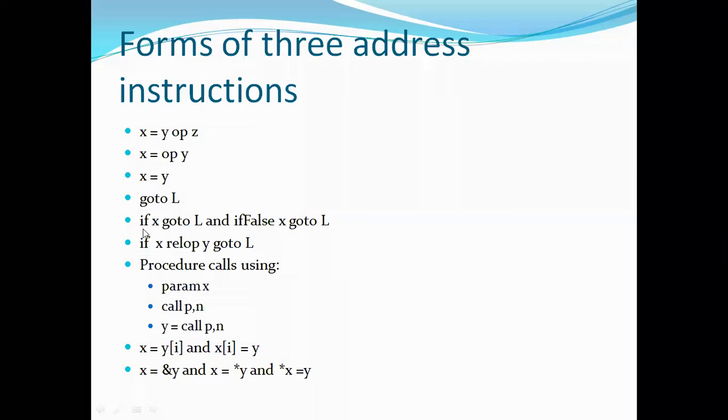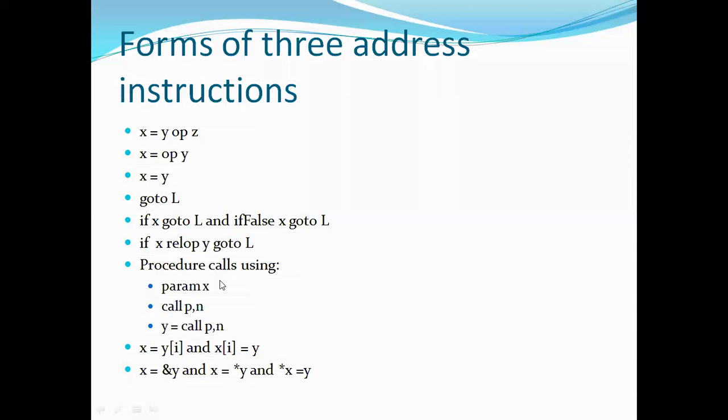Or for example, we have a conditional statement in our programming language constructs. So we need to use these forms. Go to L, where L is nothing but a label. If x go to L, if false x go to L, if x rel y go to L. These are for the conditional statements. We use the first three for expressions, whether infix, postfix or prefix, and these three for conditional statements.